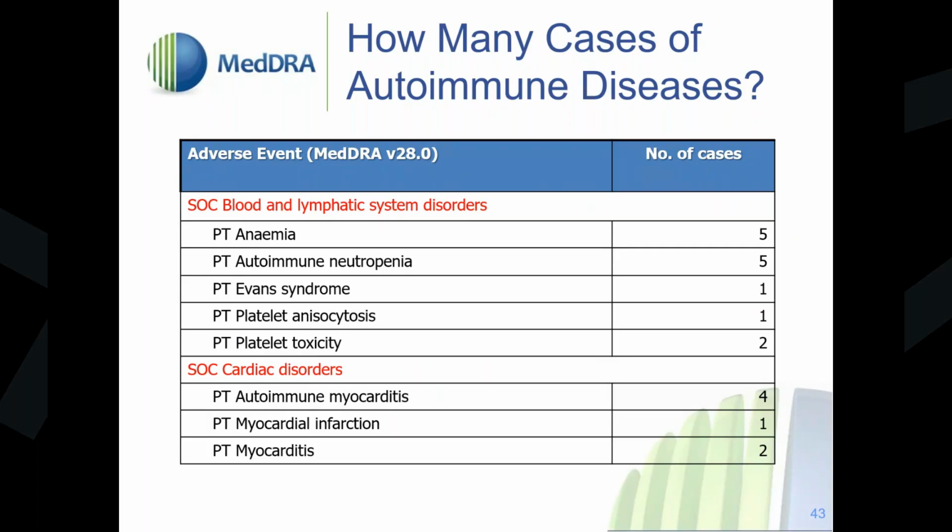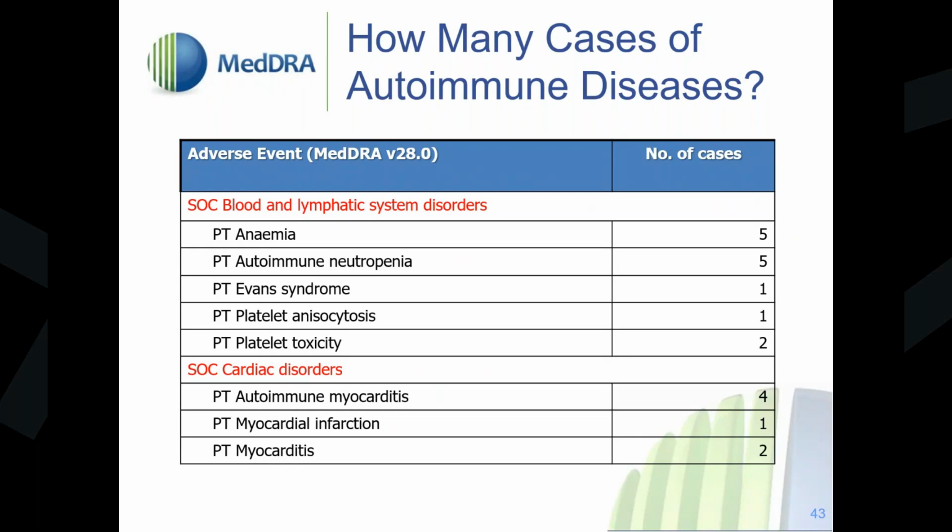And you notice that the first SOC is blood, but one of the PTs says autoimmune neutropenia. And you think, okay, it has the word autoimmune in the verbatim. It's got to be an autoimmune disease. You have no clue what Evans syndrome is, so maybe it's not an autoimmune disease, and you're not sure about this platelet anisocytosis and platelet toxicity.